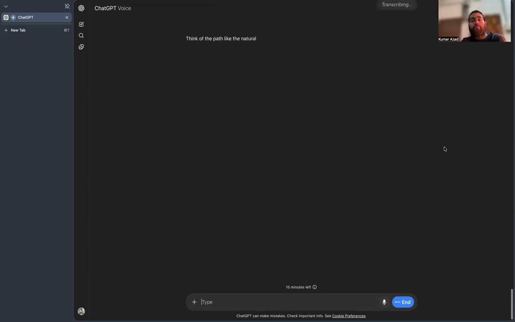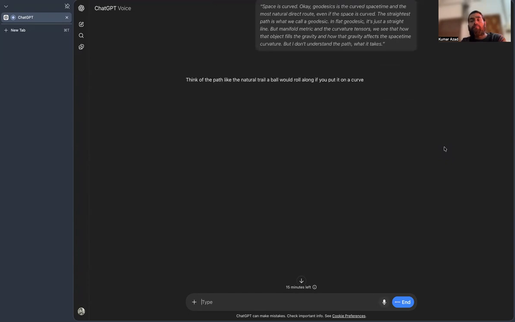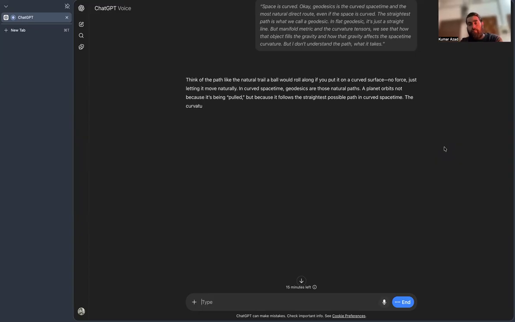Think of the path like the natural trail a ball would roll along if you put it on a curved surface. No force, just letting it move naturally. In curved spacetime, geodesics are those natural paths. A planet orbits not because it's being pulled, but because it follows the straightest possible path in curved spacetime. The curvature tells spacetime how to bend. The geodesic tells objects how to move along that bend. In other words, the geodesic is just the path that feels straight, even when the space is curved.